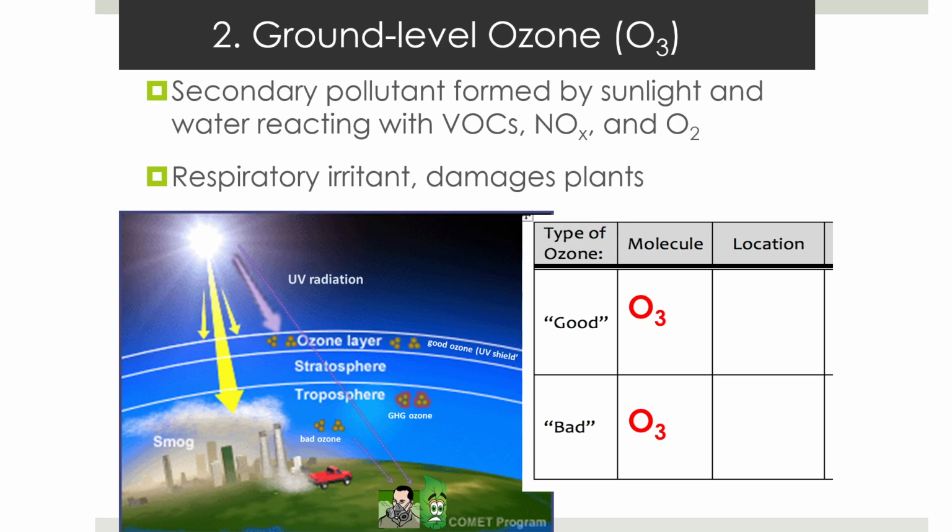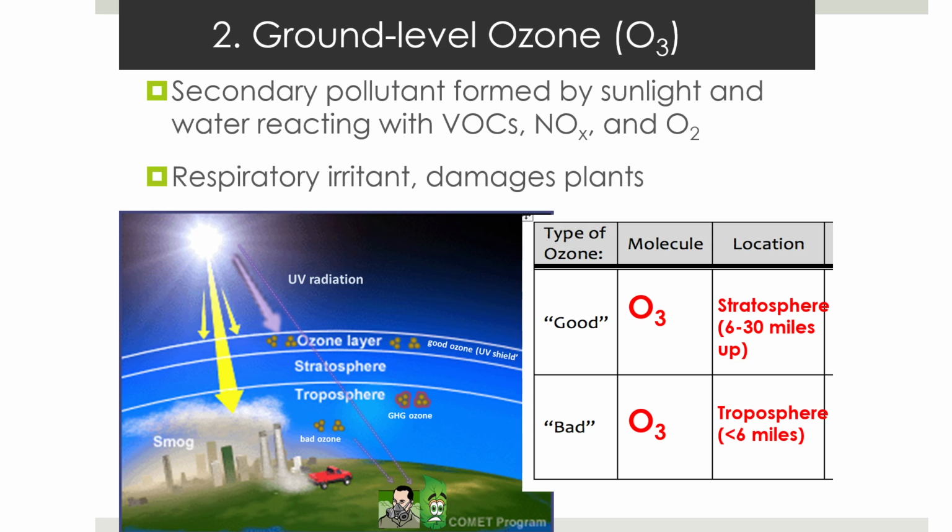Good ozone, bad ozone. It's O3. The difference between the good and the bad is that good ozone is in the stratosphere, because that helps protect us from the UV rays being shot down from the sun. And then in the troposphere, it's bad because it's a respiratory irritant and can damage plants. Now we'll talk about specifically the production and how ozone is formed, but it's a secondary pollutant.